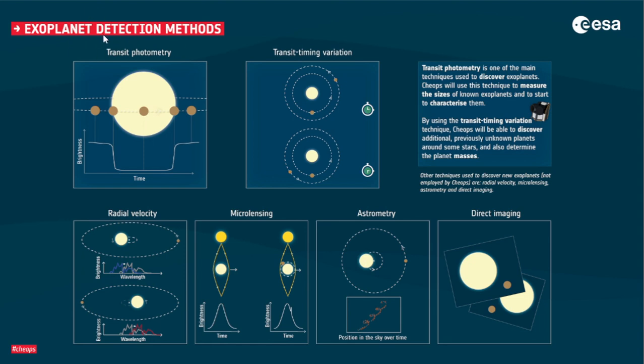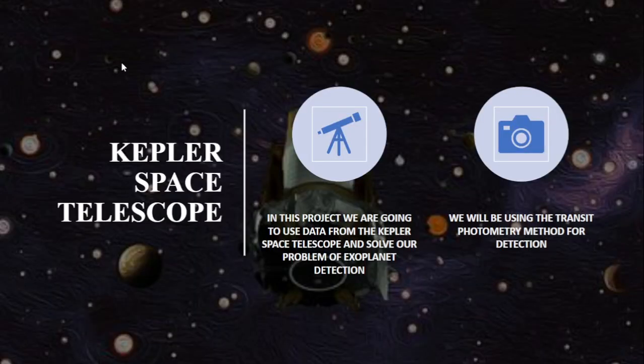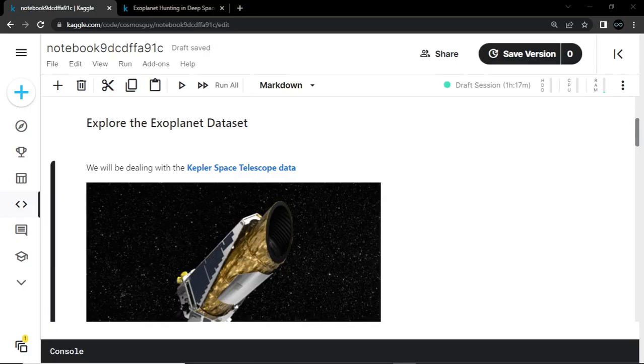So these are some methods through which we can detect exoplanets. In this project we are going to use the Kepler Space Telescope data to detect exoplanets. This telescope basically uses the transit photometry method, because we are going to have the brightness values, and based on that brightness we are going to identify whether a particular star has an exoplanet or not. So that's a basic idea of what we are going to deal with in this project.